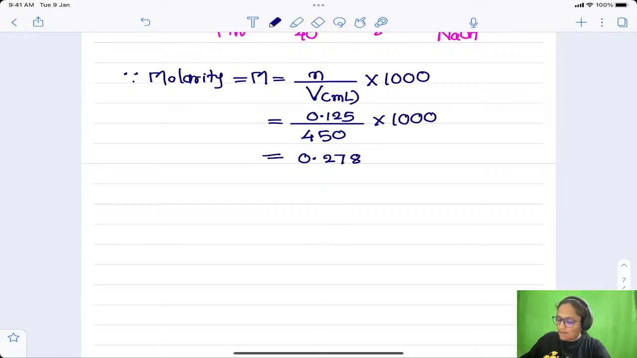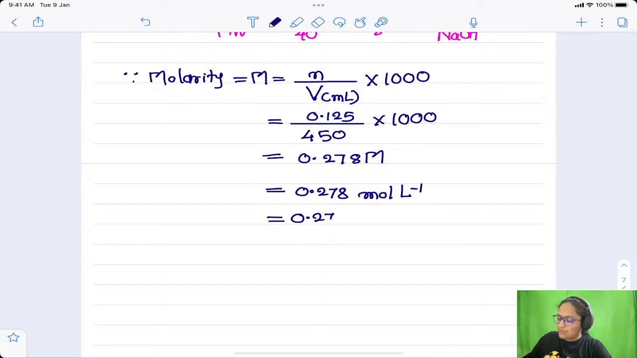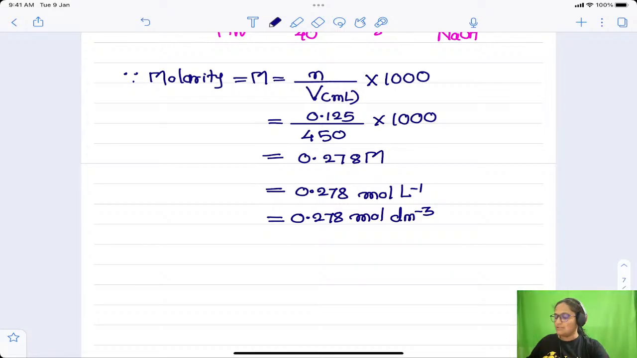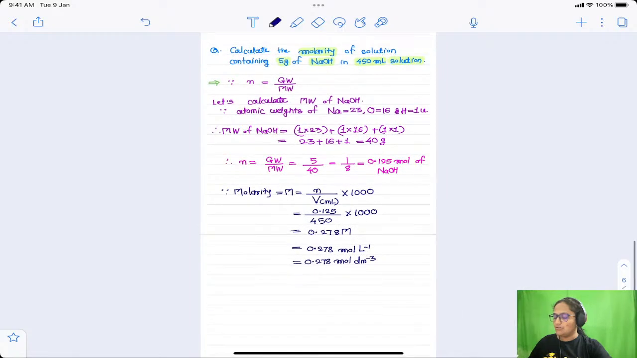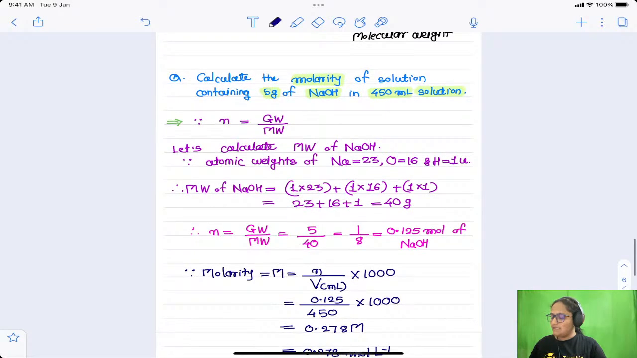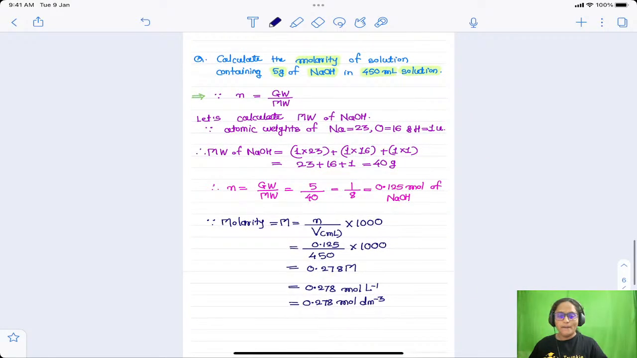So it will be equal to 0.278 M. Or it can also be called 0.278 mole per liter, or it can also be called 0.278 mole per dm cube. So this is how we find out the molarity of the solution by using the given formula. Take a screenshot of this page first of all.